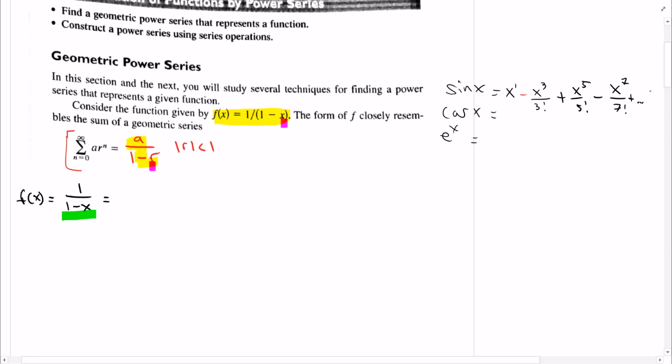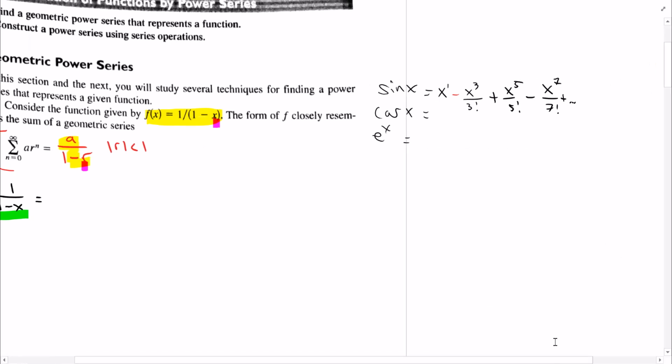We could write the nth term for it, right? The nth term is going to be negative 1 to the, when we start, we get a positive, so n plus 1 times x to the 2n plus 1 over 2n plus 1 factorial, right? We start at 0. If I plug in 0, I should get this guy. If I plug in 1, I should get that guy, and so on and so forth, right?